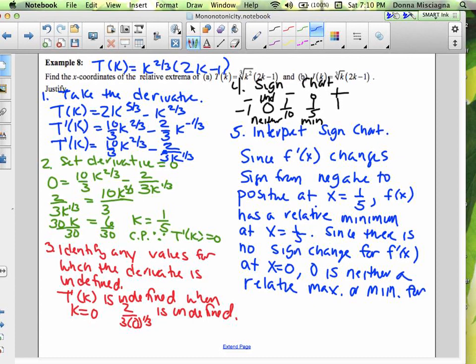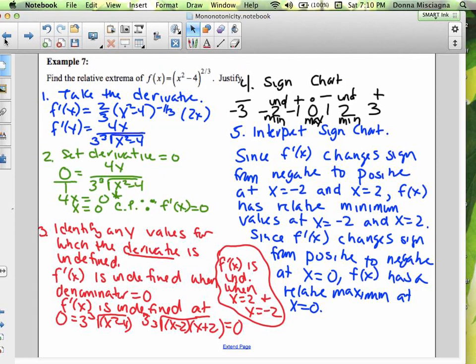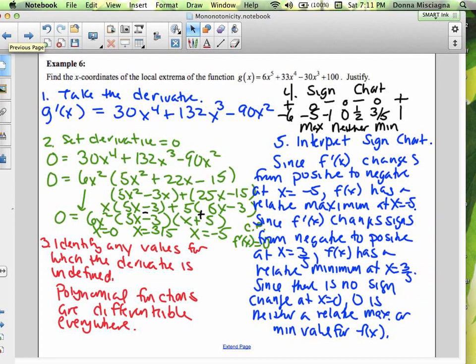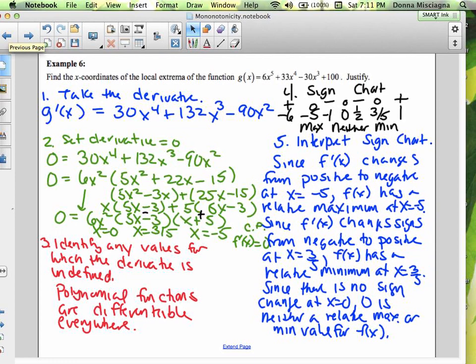For f of x. I don't remember if I said on the last one whether it didn't change signs for f prime of x. No, it wasn't the last one, it was one before it, wasn't it? Let me see what I said. Since there is no sign change at x equals 0, I don't think I can squeeze that in there. All right, we'll just try and squeeze it in. I'll write in red. I probably should say for f prime of x.